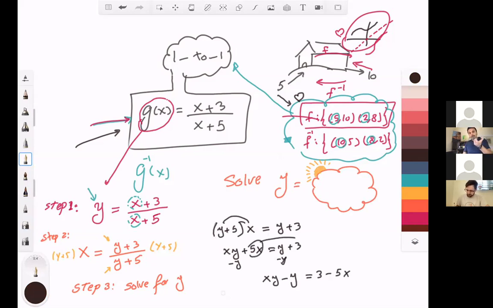So now we have y on one side. So what I'm doing, this is algebra. How do I solve for y? I need to factor the y. If I factor y, I'm going to get y times x minus 1 equal to 3 minus 5x. Then I divide by x minus 1, and I have y. So y will be 3 minus 5x over x minus 1. So we solve for y.